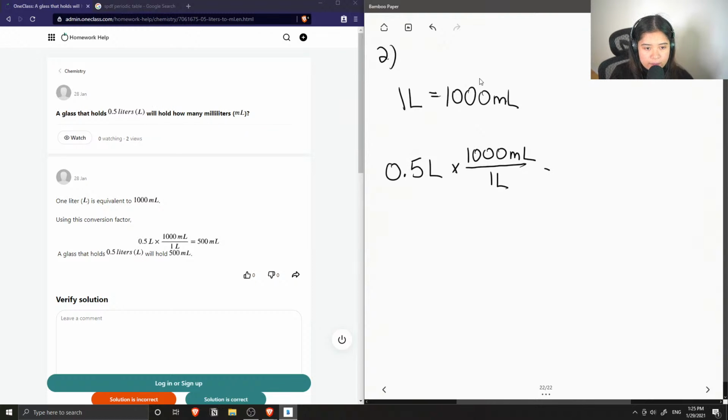So this is the same thing as dividing 1,000 by 2. So now our liters will cancel out, and we're left with our milliliters, which is 500.